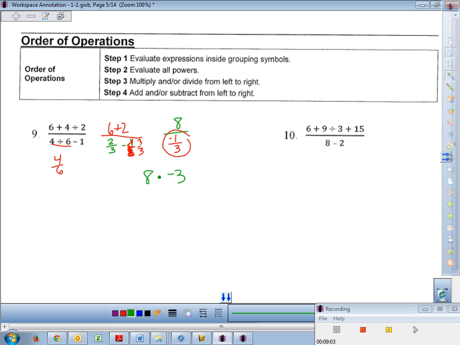8 divided by a negative 1/3 is the same thing as 8 times negative 3, which is, of course, negative 24. Okay with that? There will be a bunch of those type of problems on your homework. Like I said, I will help you. If you need some help, come in. We'll have a few more here.